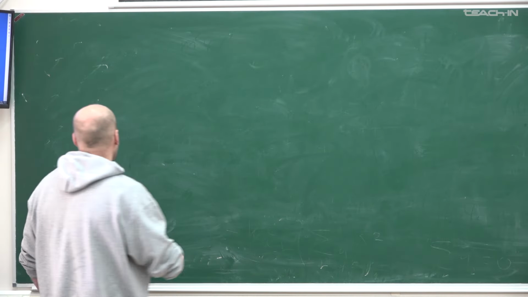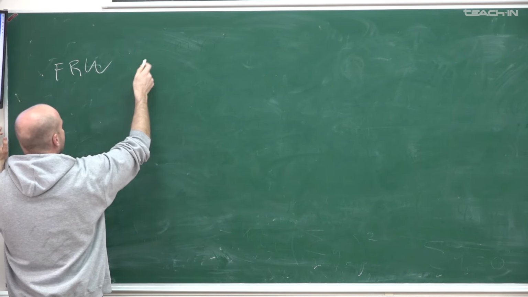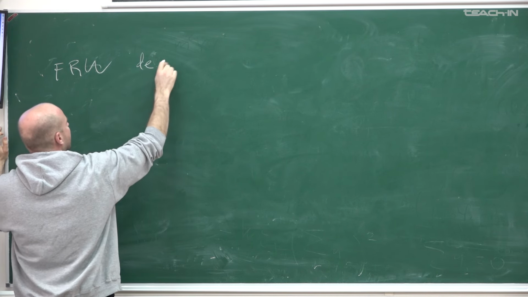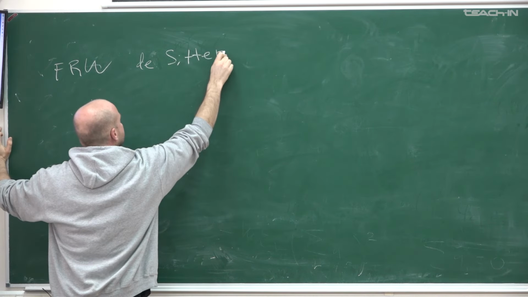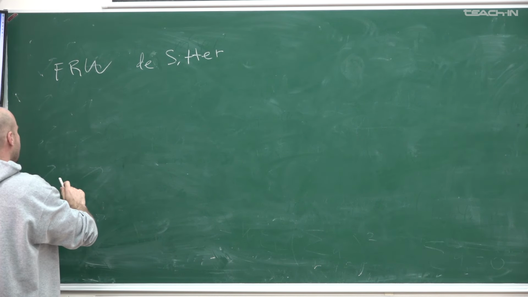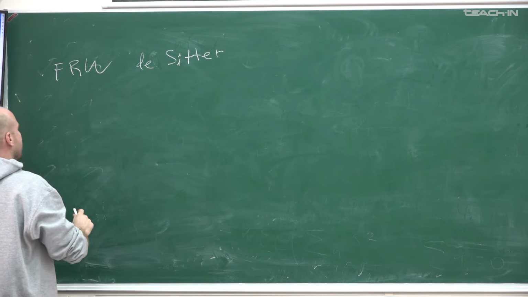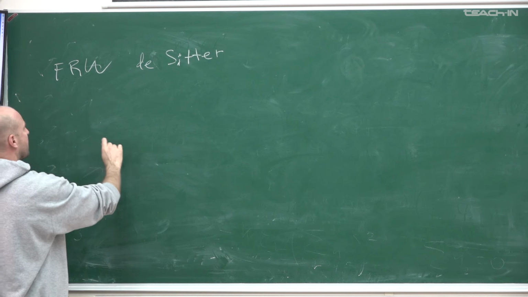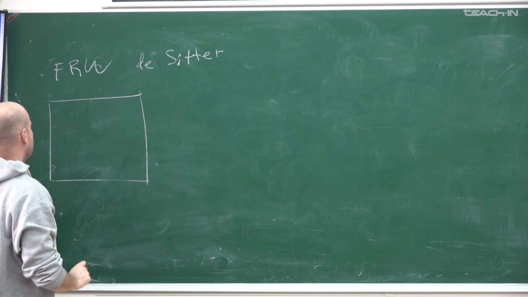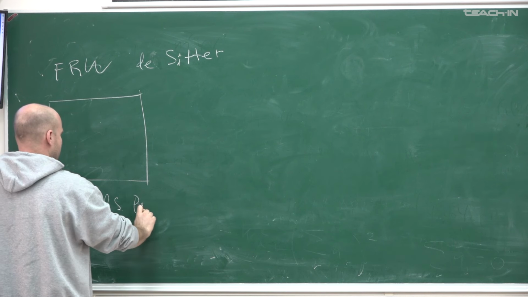Okay, so we discussed FRW and de Sitter spacetimes. I mean, de Sitter being a particular case of FRW, and I think most importantly we discussed the Penrose diagrams. So for de Sitter, that was the DS Penrose diagram.